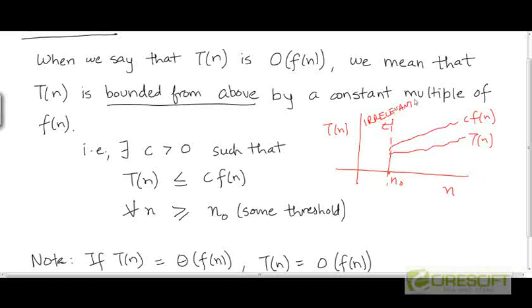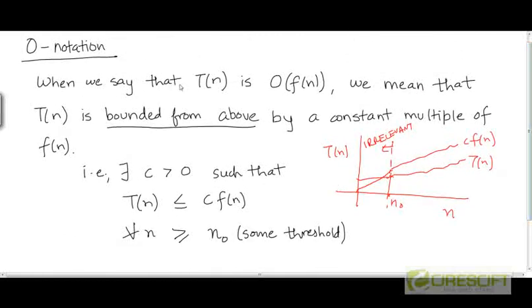It doesn't really matter. It's possible that t of n could be less than c times f of n throughout, but it's also possible that t of n starts off being greater than c times f of n, but then c times f of n crosses t of n at some point.